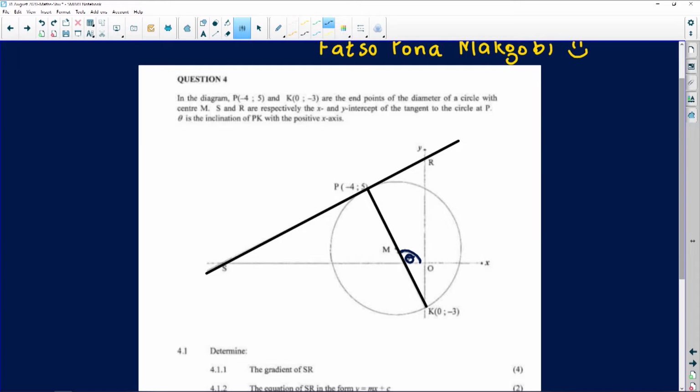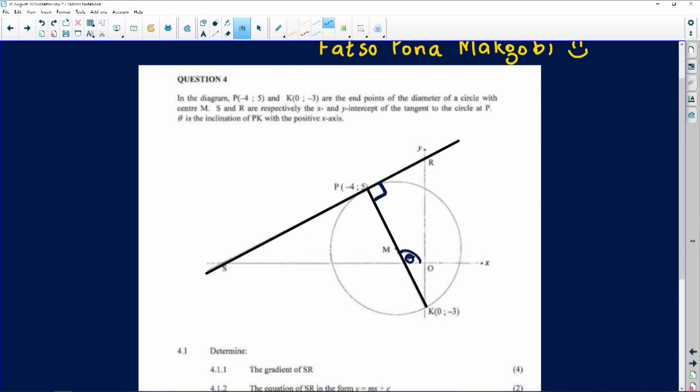Now, there are many ways of finding the gradient, and the first thing that probably comes to your mind when people ask you for the gradient is changing y over changing x. Now, when you look at the line SR, we don't really have 2 points that we can use on that line SR, the tangent. There are no 2 points that you can use in order to find the gradient. But what do we know about the relationship between a tangent and a radius? We know from Euclidean geometry that a radius or a diameter will always be perpendicular to the tangent.